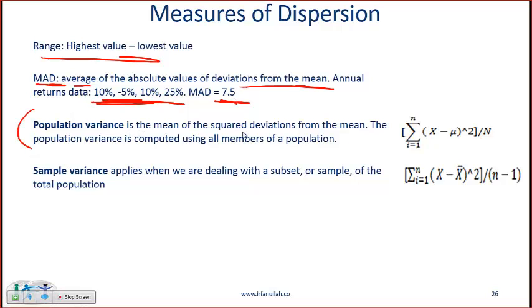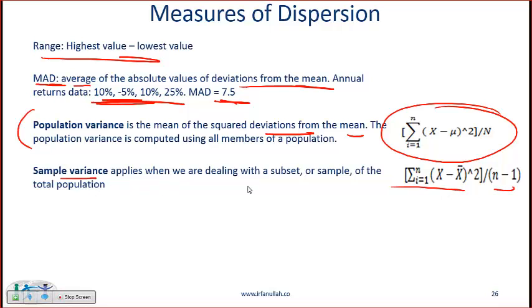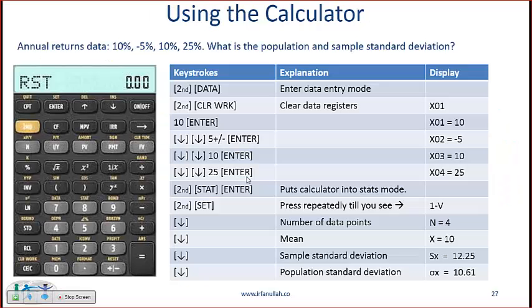Population variance is the mean of the square deviations from the mean, and this is the formula for a population variance, but I want you to use the calculator, and I'll show you how to do this on a calculator. Sample variance is the same formula, but we divide by n minus 1. And this is using the calculator to come up with the variance.